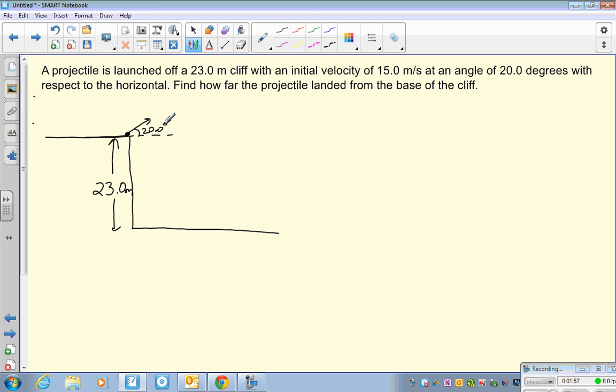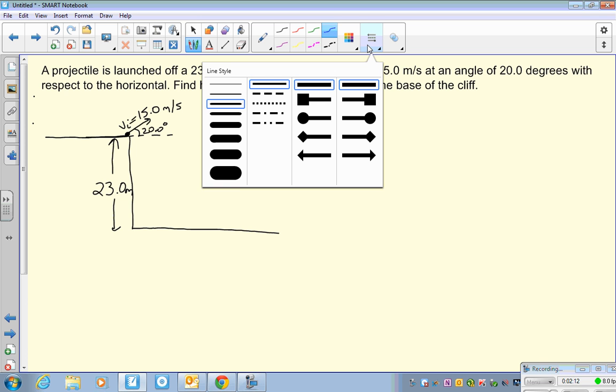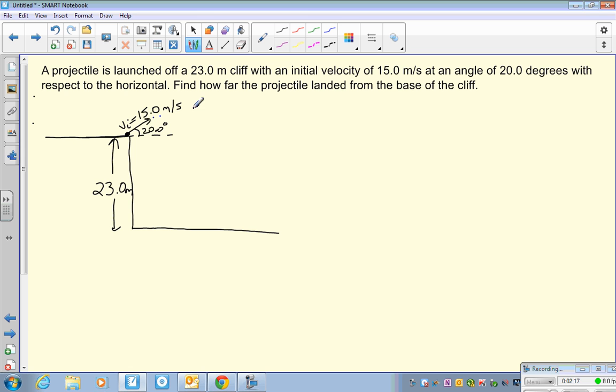After that, they don't really give me much else. They give me the angle, they give me the initial velocity. Sorry, I can label that this initial velocity is 15.0 meters per second. So now what's going to happen is that this projectile is going to follow a parabolic trajectory, or parabolic path, and it's going to end up landing on the ground.